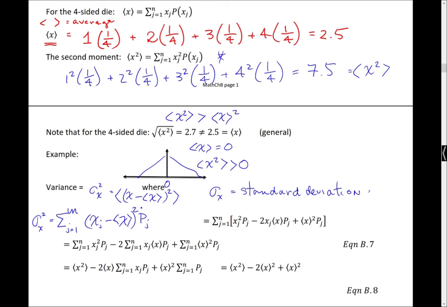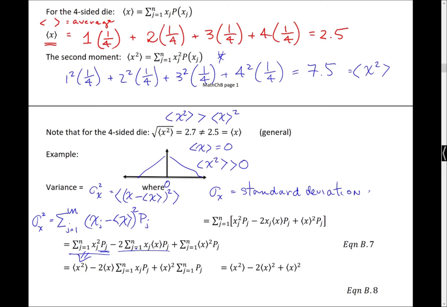Let's take a moment to look at these a little bit. That first term, what I see is I've got a probability of each of my outcomes times the observations squared, and so that's going to be the same as, help me out. Nobody knows? It's going to be the second moment. Thank you.